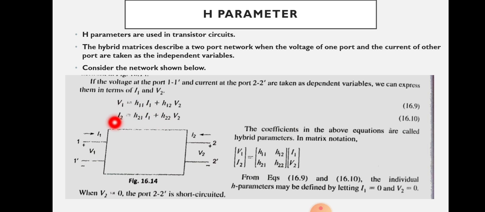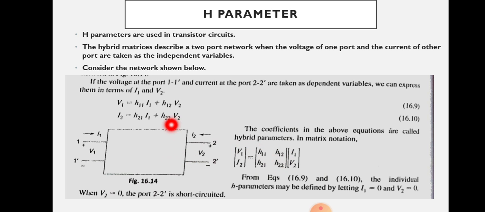So the first matrix is V1, I2, that is written here, and the second matrix is the H11, H12, H21, H22 matrix, that is the hybrid matrix. Next one is I1 and V2. So this is the matrix representation for the hybrid parameters. Next we have to find out the different parameters H11, H12, H21 and H22.